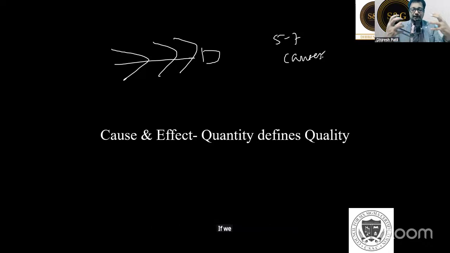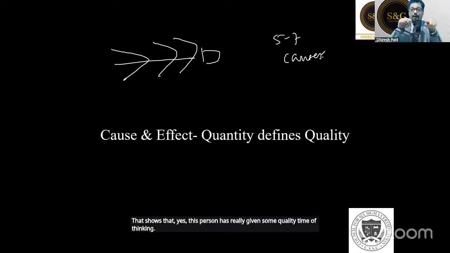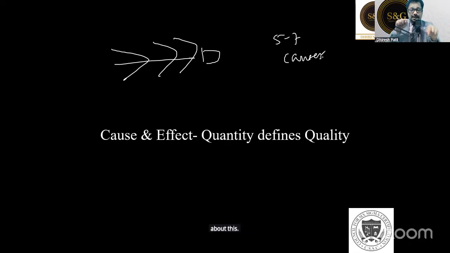So that qualitative time can be seen with the quantity of the number of causes on the fishbone. If we have 20, 25 causes, that shows that yes, this person has really given some quality time of thinking about this. Are you understanding? So initially, when you receive it, first check the quantity, because that quantity shows how much quality time that person has given to this tool. Are you understanding this point? Just give me yes in the chat box. First, purely work on the quantity. Okay. Yes, everybody.